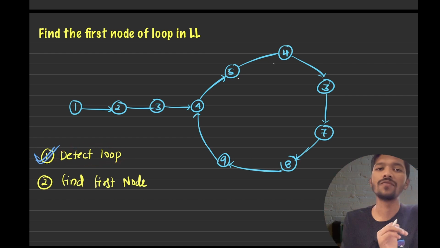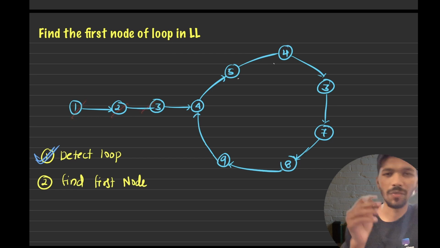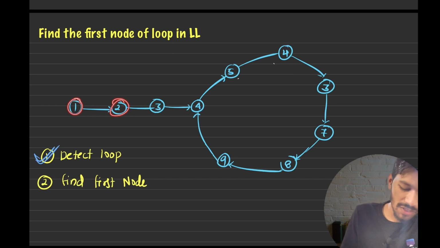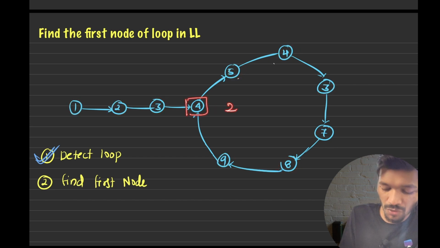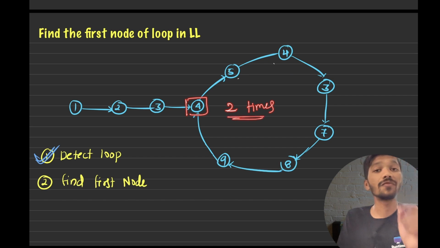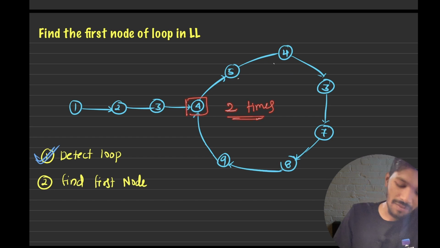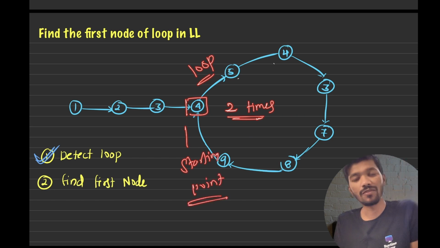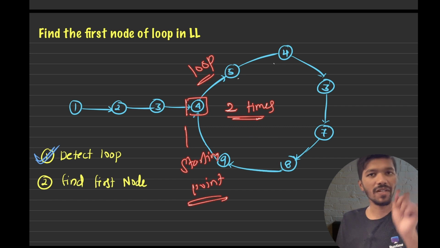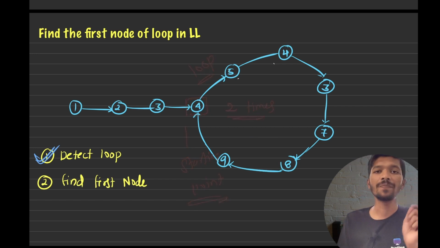What we will do is visit every single node one by one. I visited 1, 2, 3, 4, 5, 4, 3, 7, 8, 9, and again I came to 4, which means there will be one node that gets visited two times. So can I say that if there is a node which is getting visited two times, my linked list contains a loop, and this is also the starting point of my loop? Of course yes. If you see, 4 is visited two times, which means my linked list contains a loop and it is also the starting point of my loop.